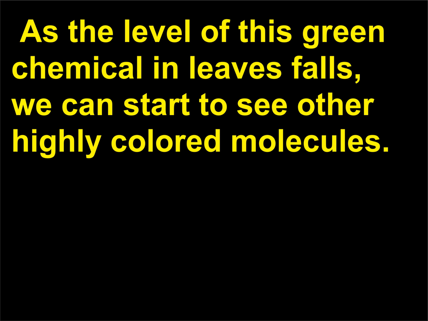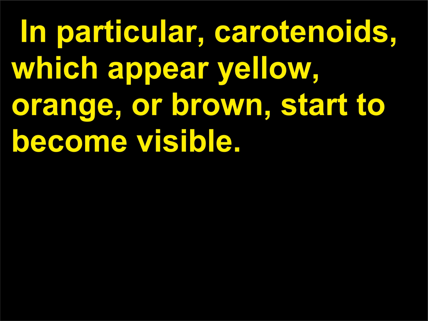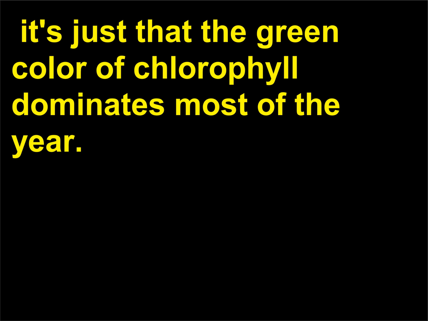As the level of this green chemical in leaves falls, we can start to see other highly colored molecules. In particular, carotenoids, which appear yellow, orange, or brown, start to become visible. These molecules are always present in the leaves. It's just that the green color of chlorophyll dominates most of the year.